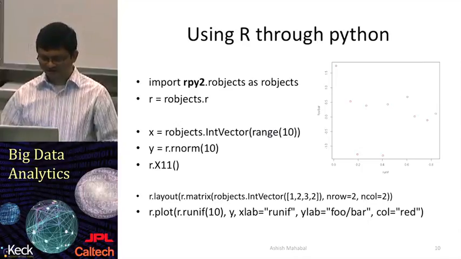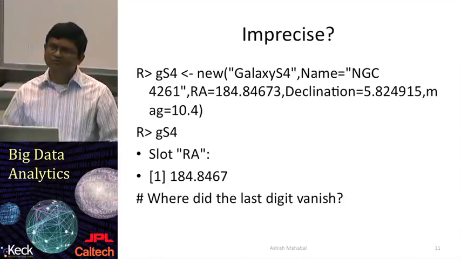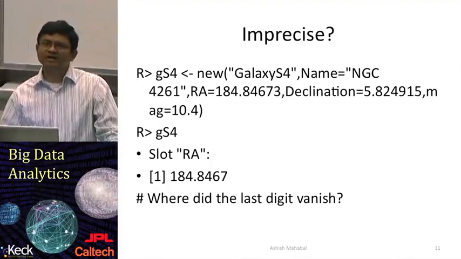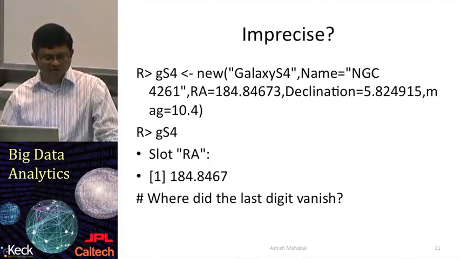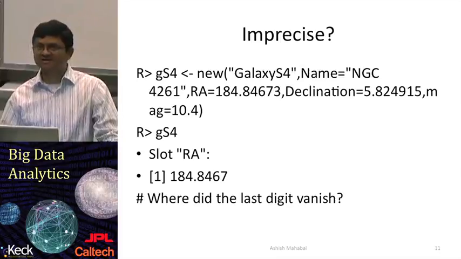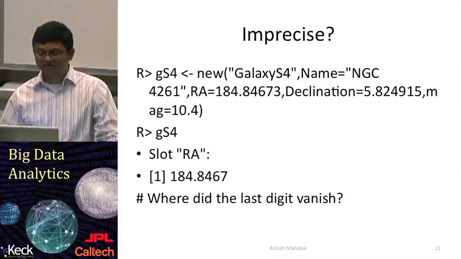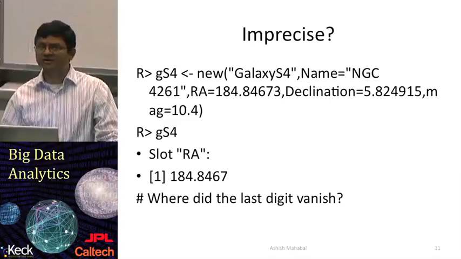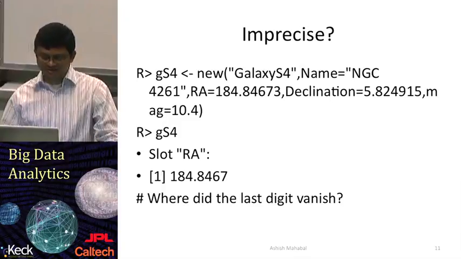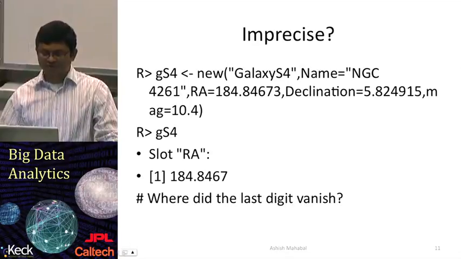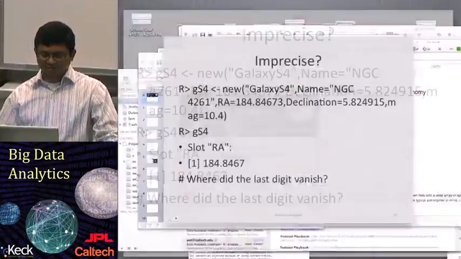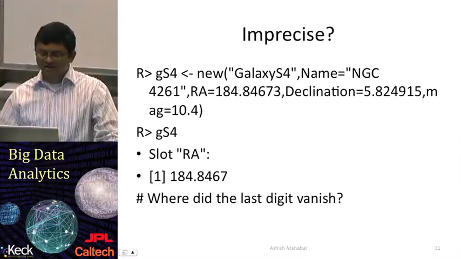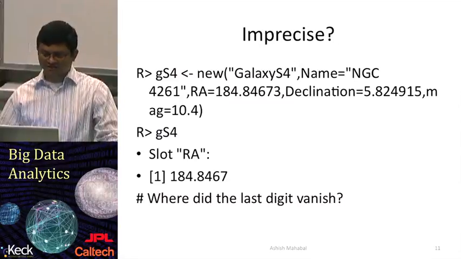I don't know if some of you noticed, but when we printed information about the various variables in our galaxy, the input to array was given to 5 decimal places, but when we printed it out, then it was only to 4 decimal places. So was the 5th decimal place lost? Is R not precise? That's certainly not so, because if you see slot of array here, you get only 4 decimal places. But so where did the last digit vanish?